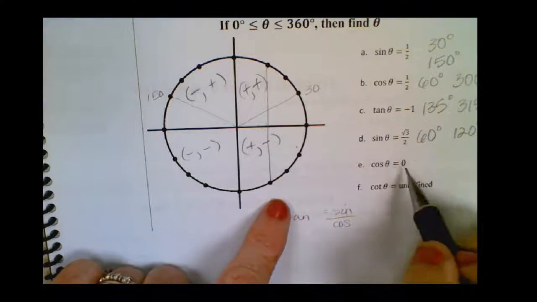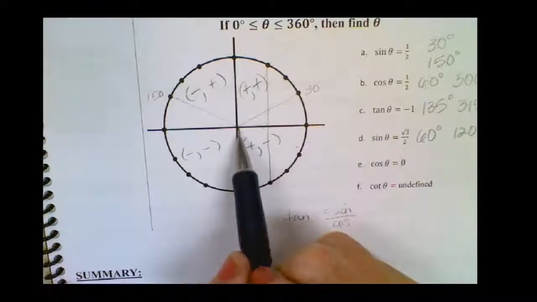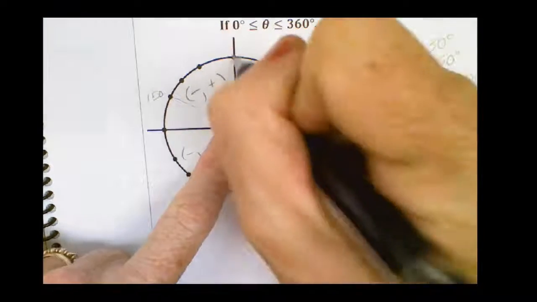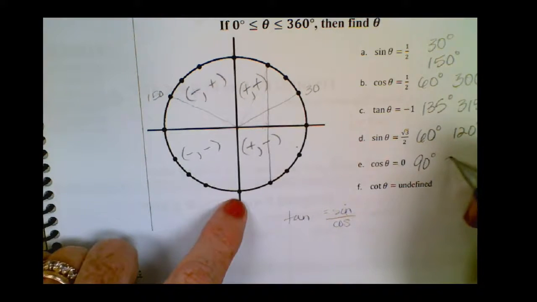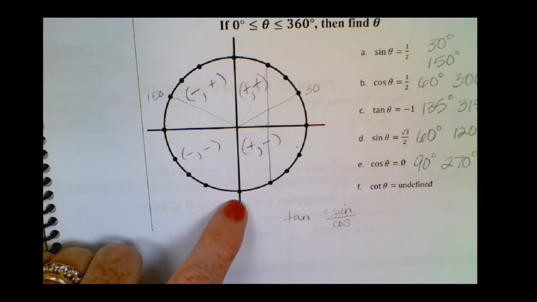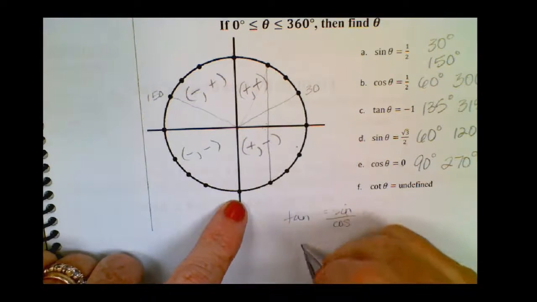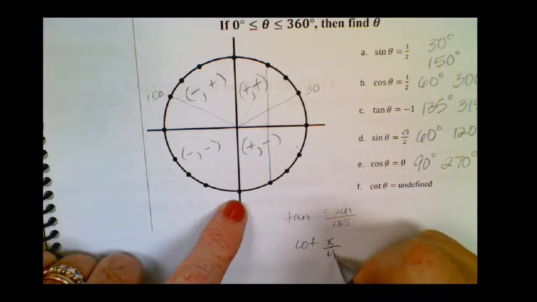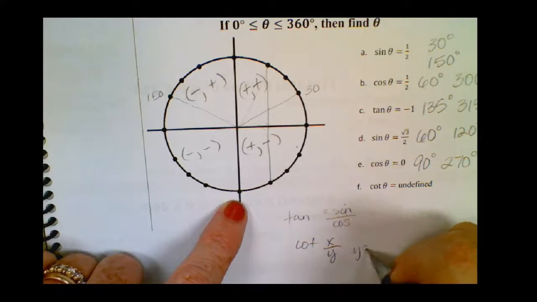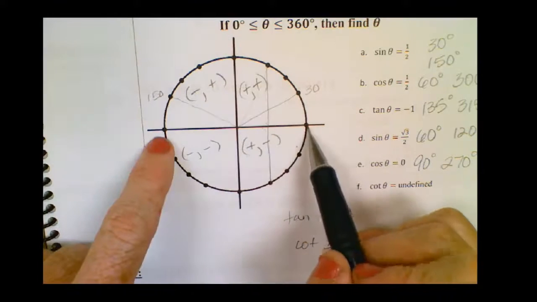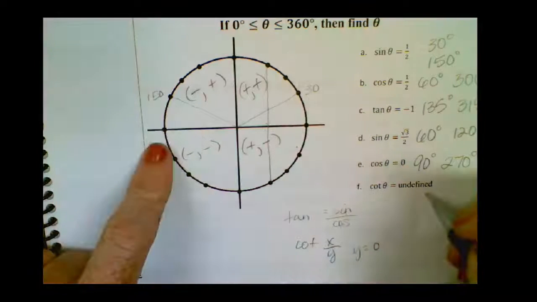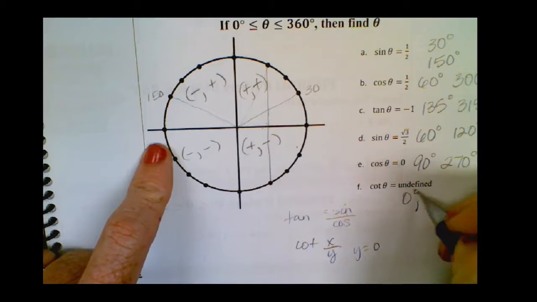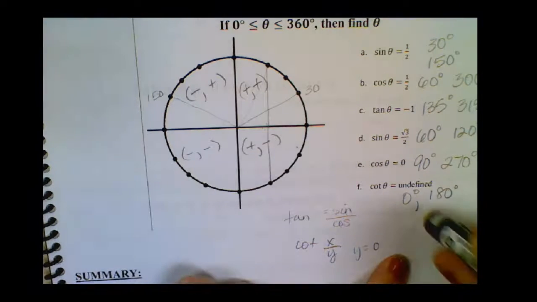Okay, last two, and we're done. Cosine, where's my cosine 0? Which means it's right on the y-axis. So at 90, and then again at 270. Then I need to see where my cotangent is undefined, which means cotangent is x over y. So I need to find where y equals 0. So that means I'm sitting on the x-axis because I am not going up or down. So my cotangent is undefined at 0 degrees and 180 degrees.